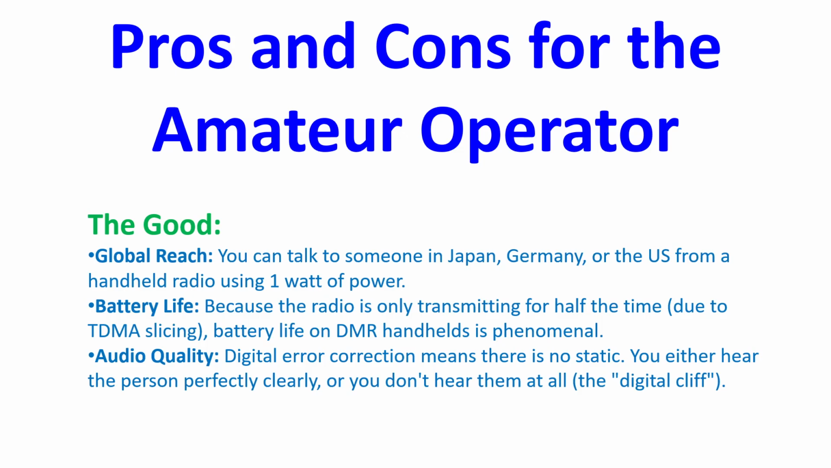Battery life. Because the radio is only transmitting for half the time due to TDMA slicing, battery life on DMR handsets is phenomenal. Audio quality. Digital error correction means there is no static. You either hear the person perfectly clearly or you don't hear them at all, the digital cliff.